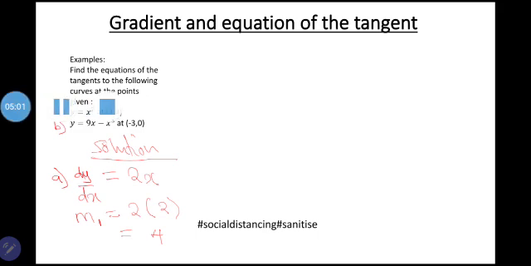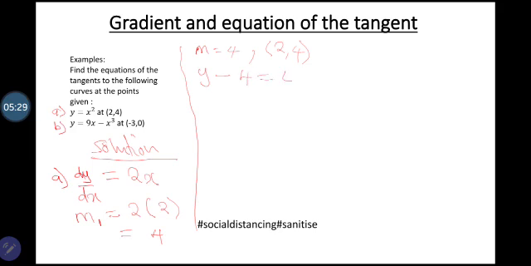It means our tangent for question A has a gradient 4. So now we have the gradient, m is equal to 4, and we've been given the coordinates (2, 4) through which the tangent is passing. To get our equation, we're using our one-point formula. So we have y minus y1, which is 4, is equal to m, which is 4, brackets x minus x1, which is 2. And that will give us y minus 4 is equal to 4x minus 8.